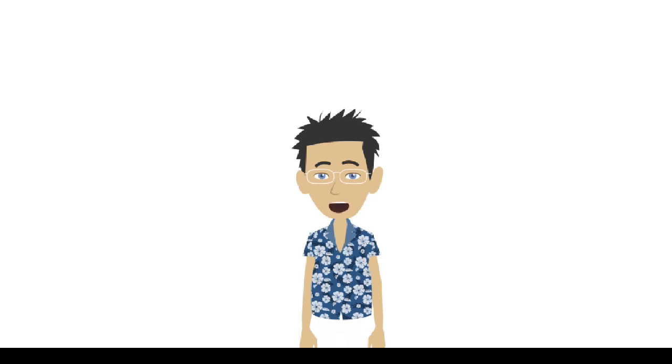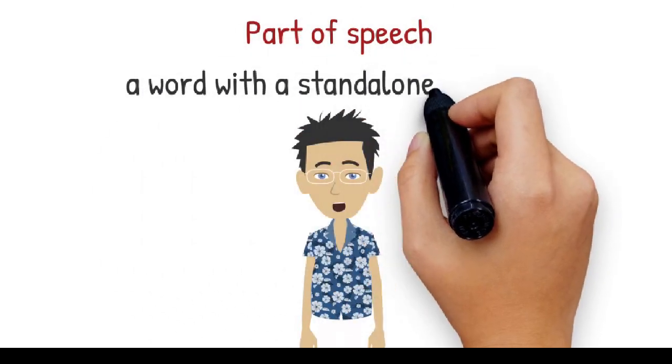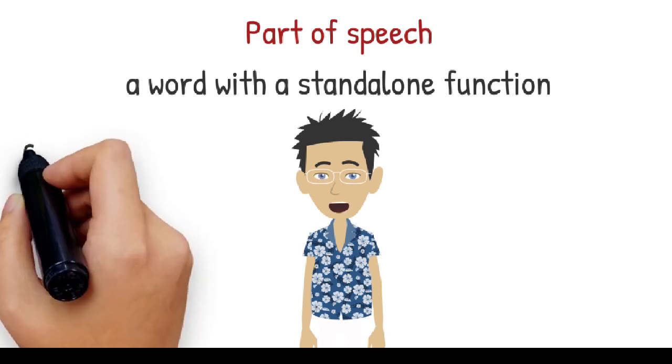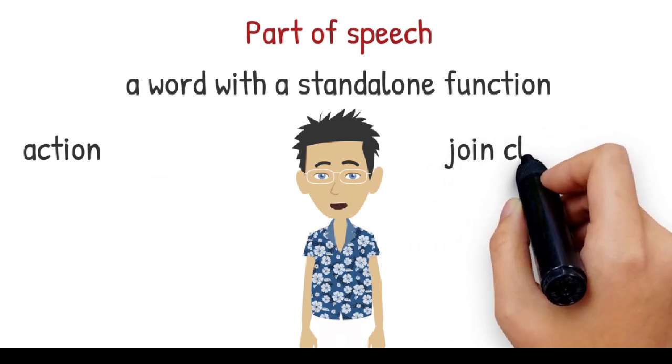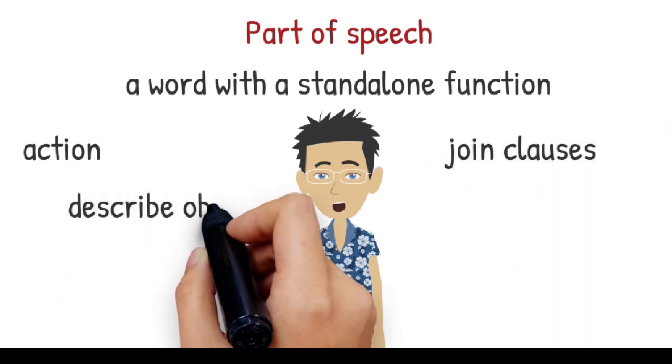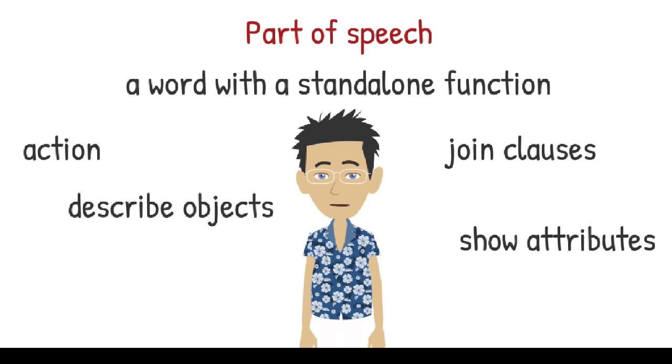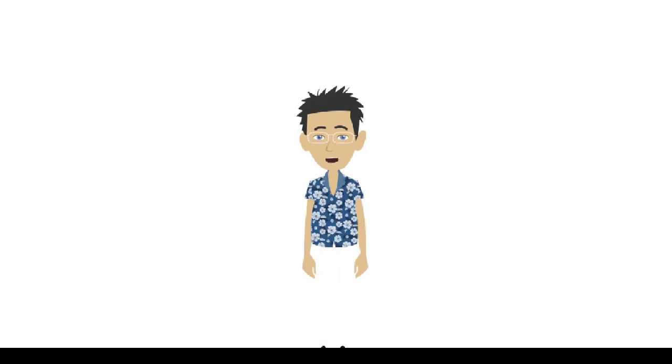Okay, to conclude, parts of speech are words that have a standalone function. The function could be to describe actions, to join clauses, to describe objects, to show their attributes like size, shape, taste, or location. In the next lesson, I'll tell you about parts of the sentence, so stay tuned.